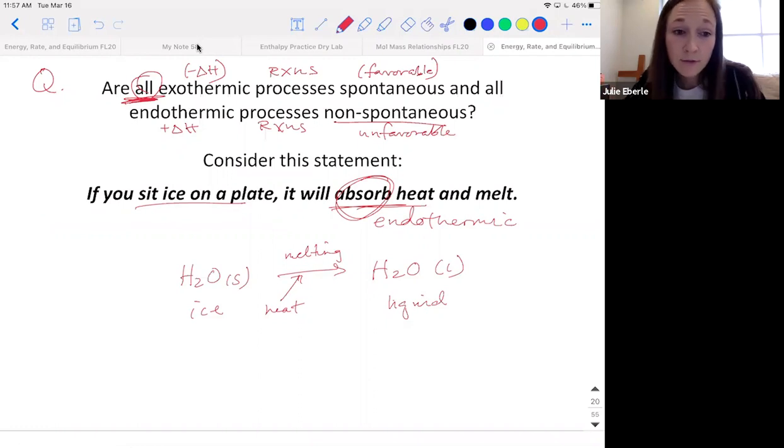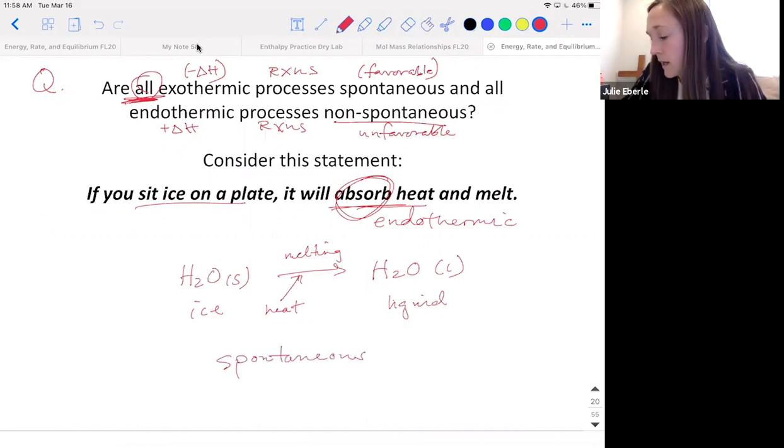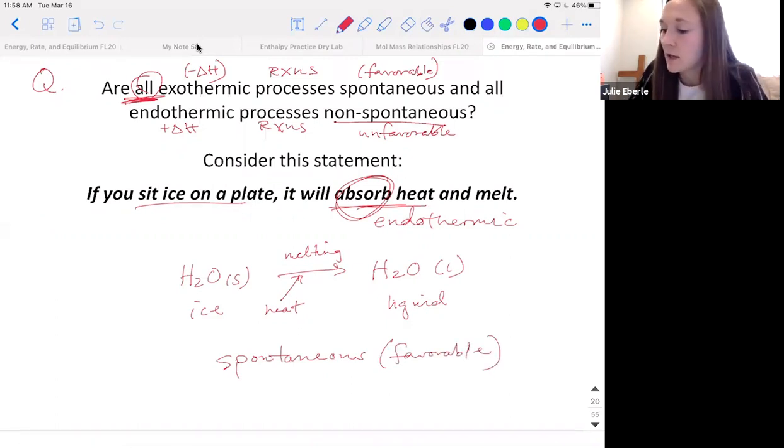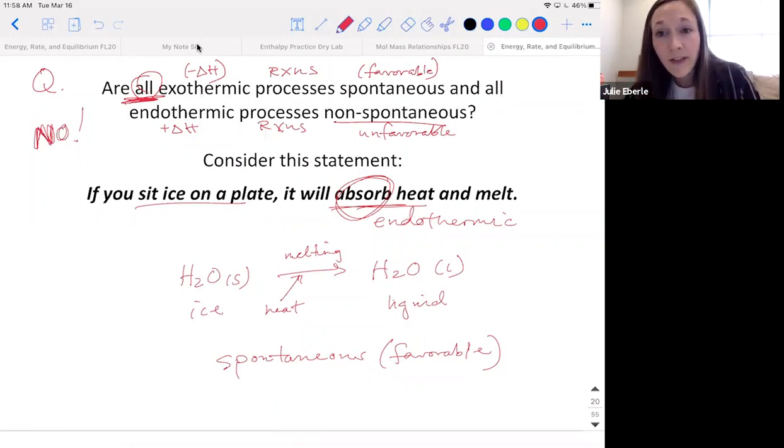You did take it out of the freezer, but once you take it out of the freezer, once the process of melting starts, it's just going to happen. So this is spontaneous. In other words, this is favorable. So we just answered our question. No. Not all processes that are exothermic are favorable. Some processes that are endothermic happen to be favorable. Ice melting, okay? So what's the big whoop about all this?